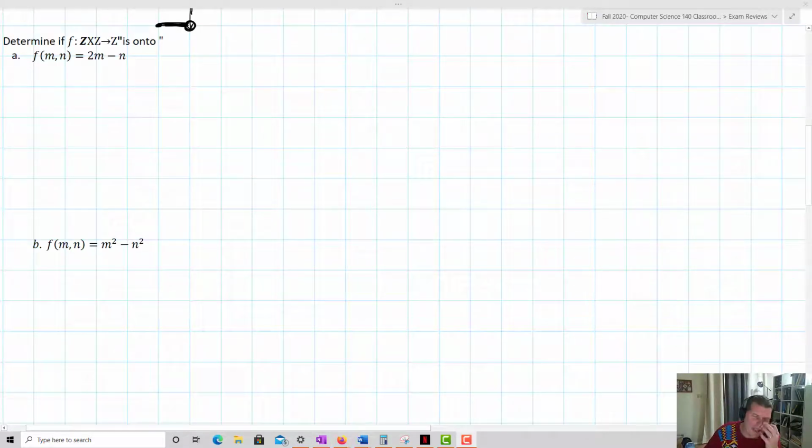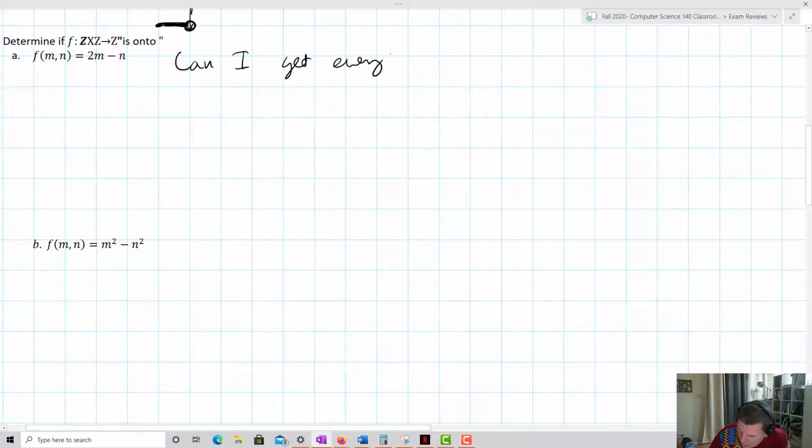Now, let's take a look at this idea of onto. And let's say, for example, I've got a function f from Z cross Z onto Z. So that is, we're going to take pairs in Z and map them onto Z. And we want to know whether the functions that we've got here are, in fact, onto. Can I get every integer? That's what I'm asking for.